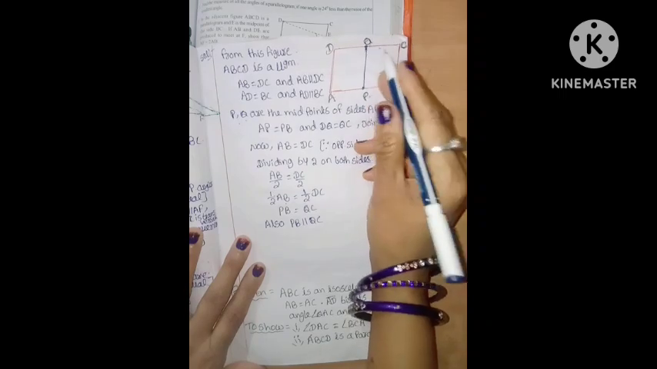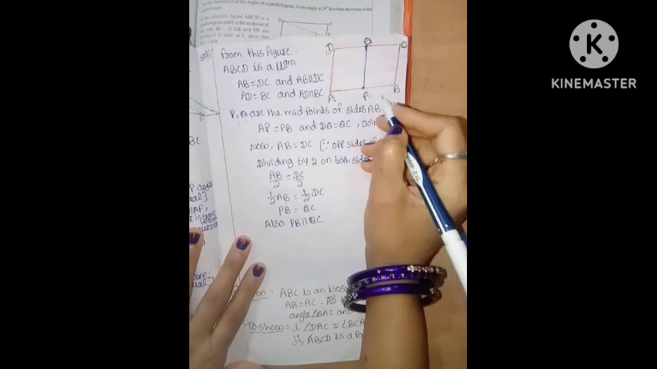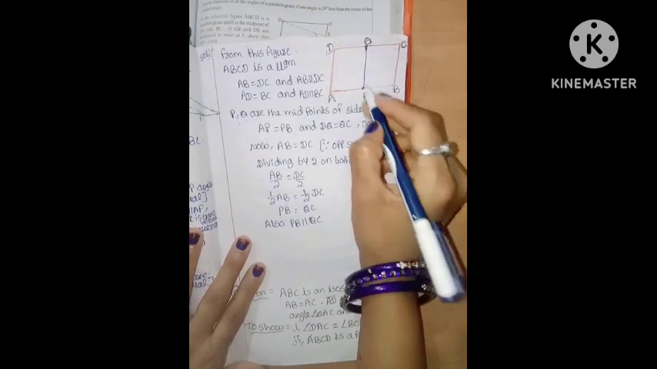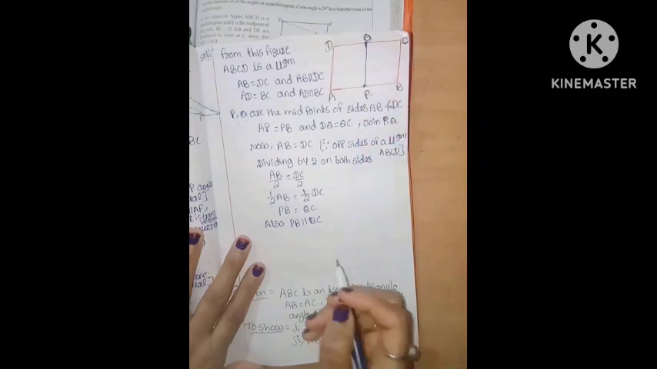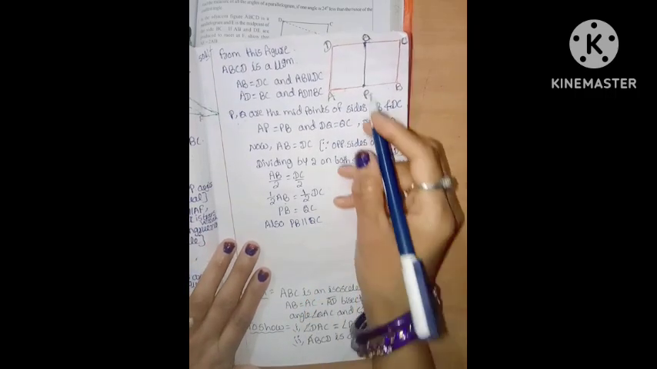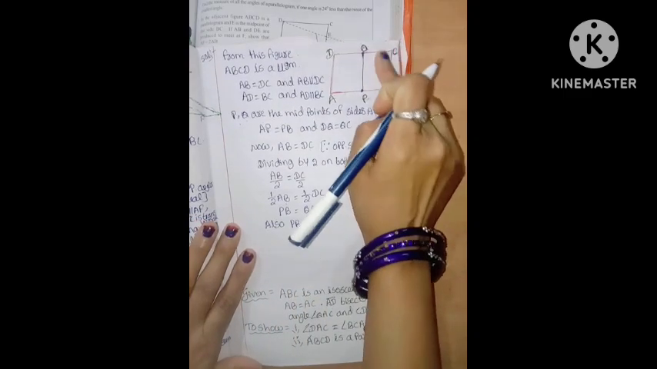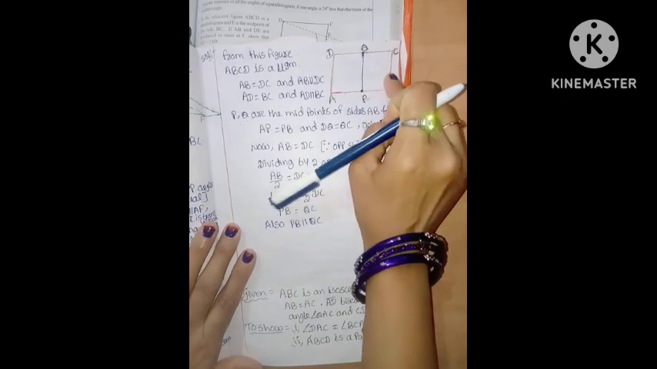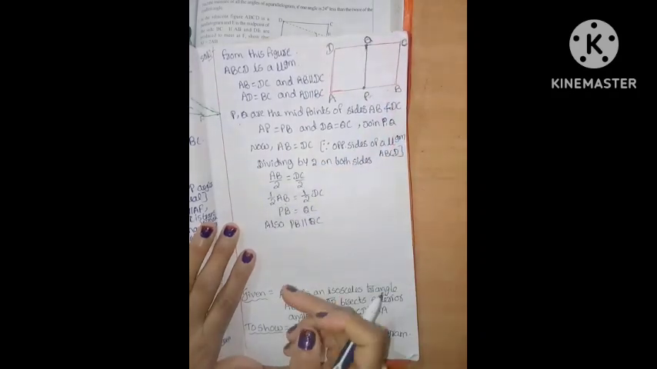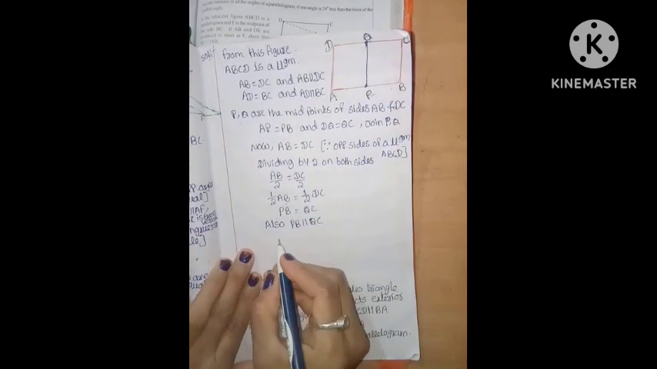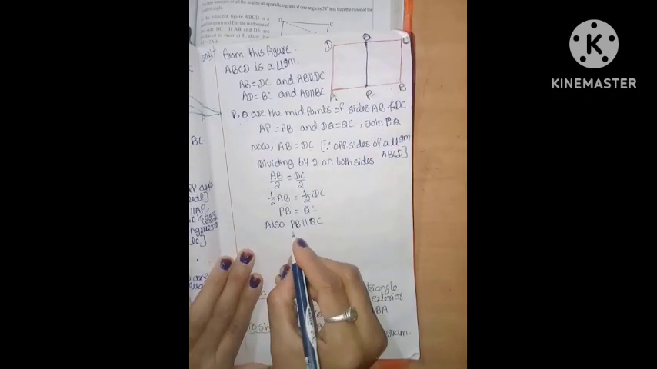So since it is a parallelogram, PBQC is a parallelogram. Why is it a parallelogram? Are you understood? Two pairs of opposite sides are equal, so then the figure is called a parallelogram only. Are you clear? Are you understood?